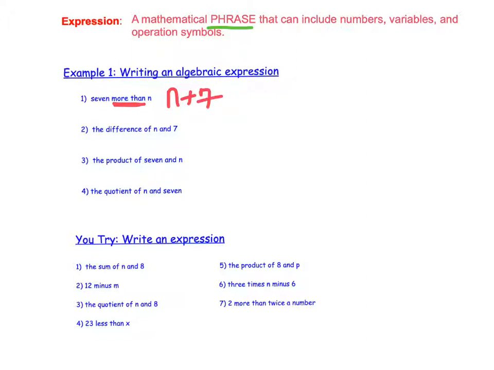The difference of n and 7, well, difference means subtraction, so I like to write it down right away. And then in this case, usually, it's written in the order that it's stated. So it's the difference of or between that n and 7. And so the n would come first and the 7 would come second. Product means multiplication, and again, the order can be written in the way it's listed in the phrase. So it's the product of 7 and n.